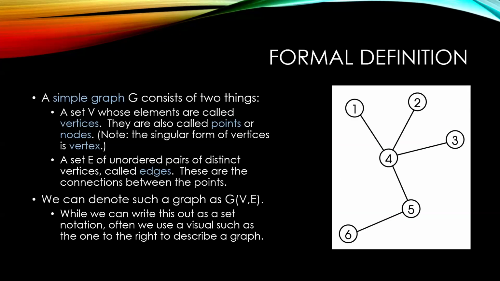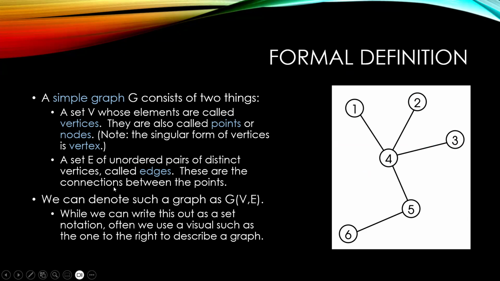Formal definitions. All right, so we have a simple graph. A simple graph G consists of 2 things. A set V, whose elements are called vertices. These are also called points or nodes. And the singular form of vertices is vertex. And so this is a vertex, this is a vertex. We have 6 vertices in this graph.